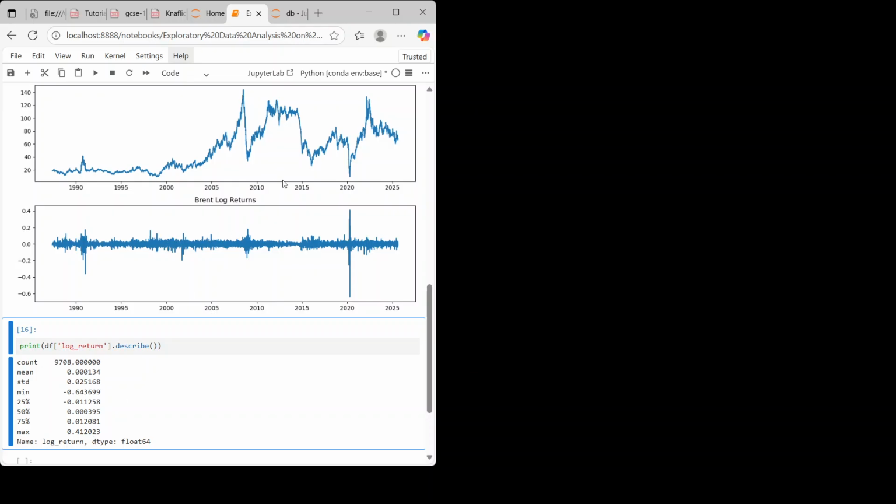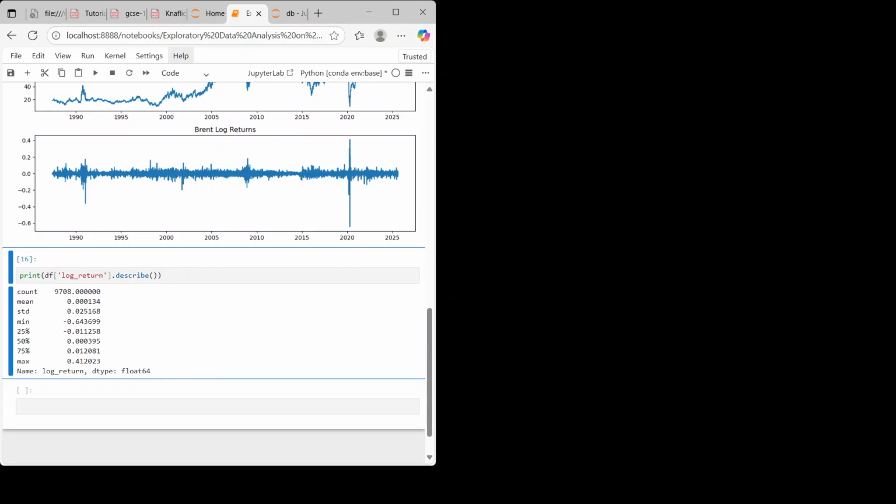It's very difficult to predict how the oil price is going to be based on the data we have. And so the downward tail is longer and more extreme than the upside, and that is typical in commodities where supply disruption or demand collapses can cause sudden crashes.